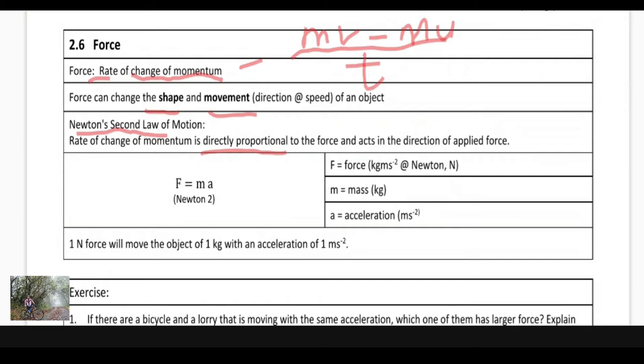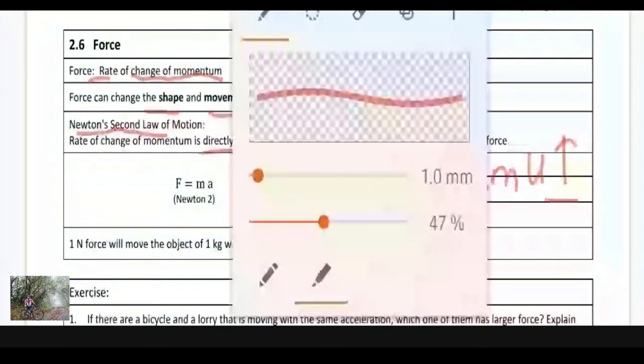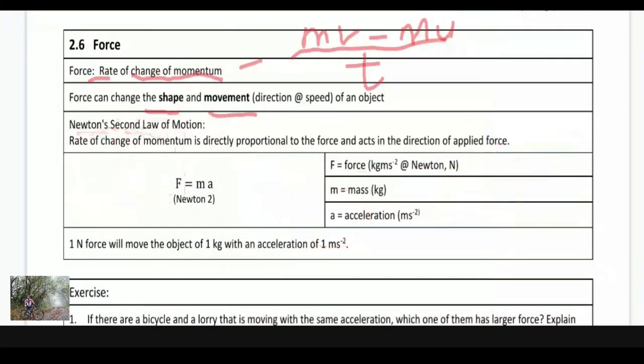This means when mv minus mu, the change of momentum, is higher, automatically the force is higher because it's directly proportional. So this is what is stated by Newton's second law of motion. So F equals ma. This is the formula for Newton's second law of motion.